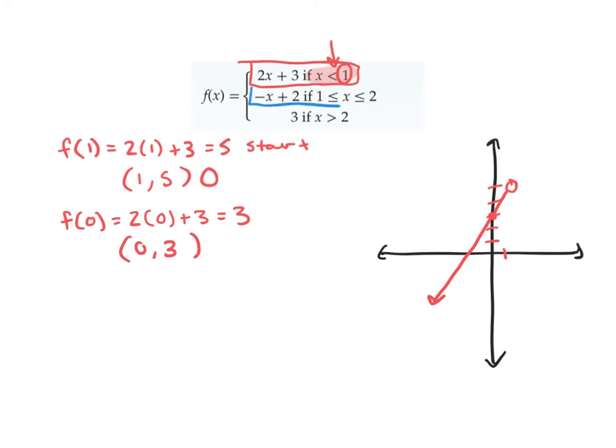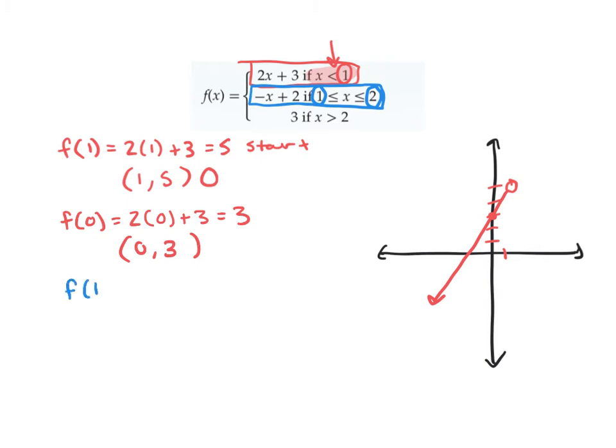Next, we're going to look at our second piece. Here it gives us 2 numbers. We're talking about all the values from 1 to 2. So we're going to plug in 1 and we plug in 2. We can't pick a number for the second piece to plug in. We just plug in what it gives us.